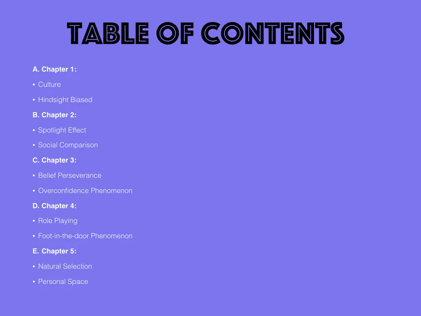Chapter 1, we went over culture and hindsight bias. Chapter 2, spotlight effect and social comparison. Chapter 3, belief perseverance and overconfidence phenomenon. Chapter 4, role-playing and foot-in-the-door phenomenon. Chapter 5, natural selection and personal space.